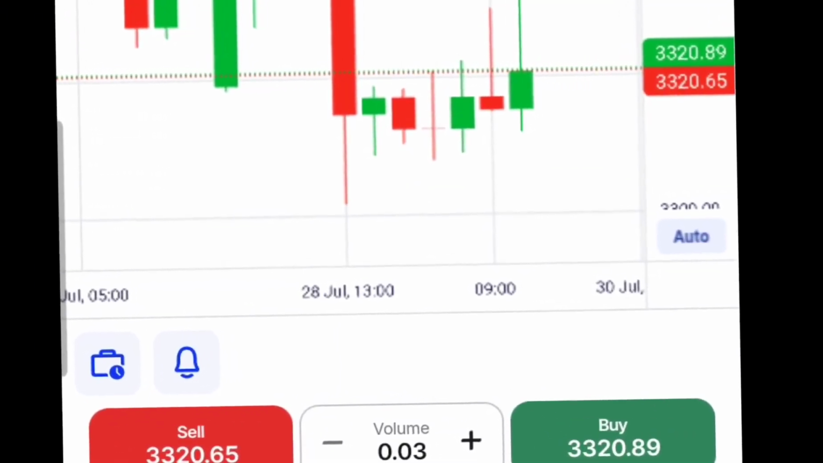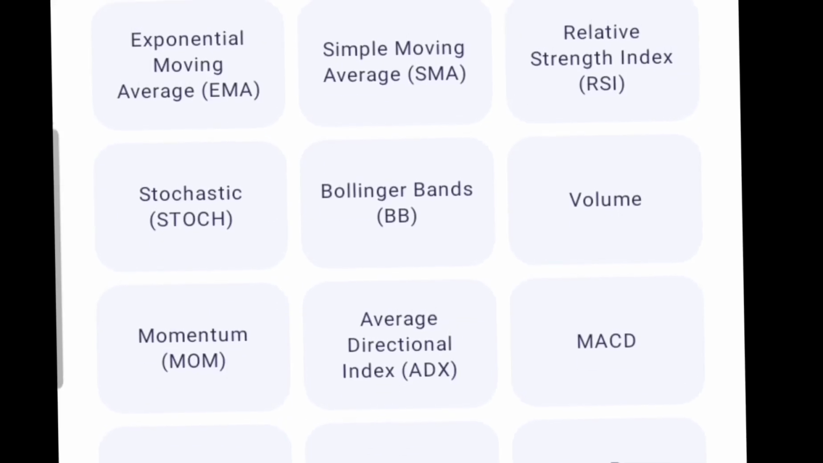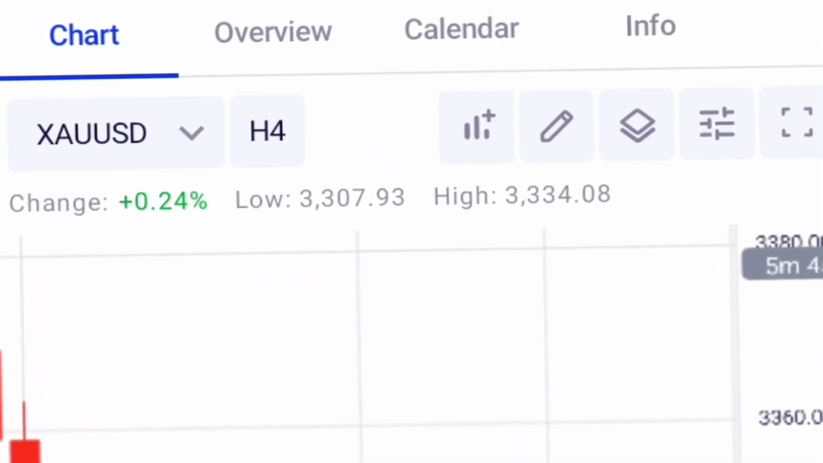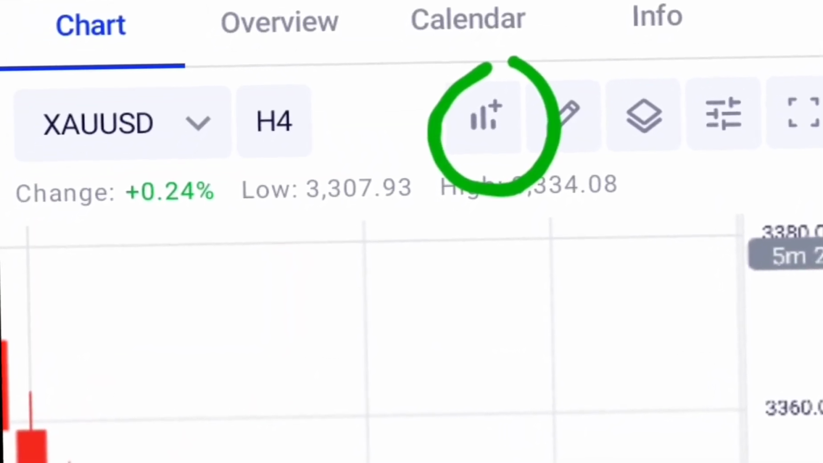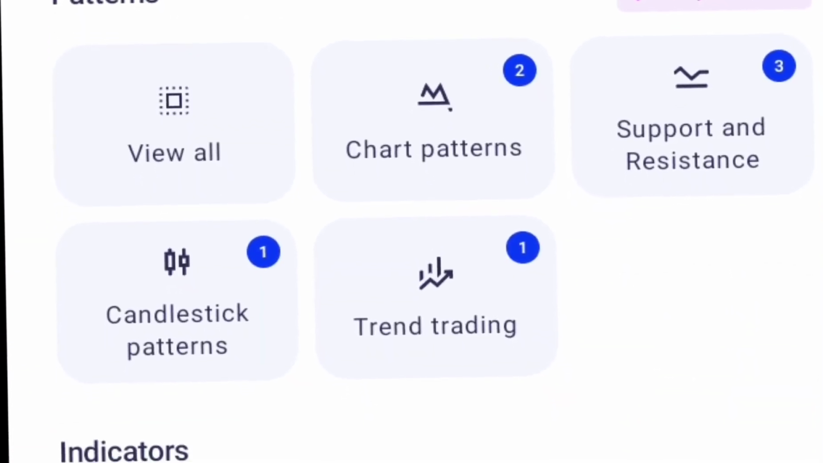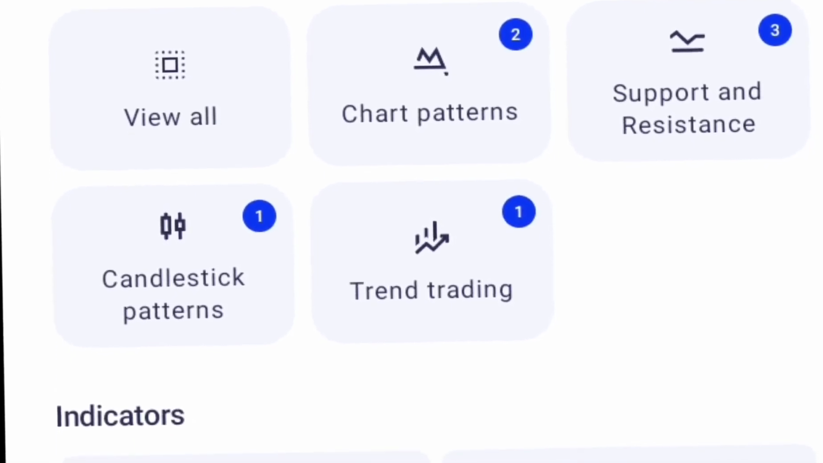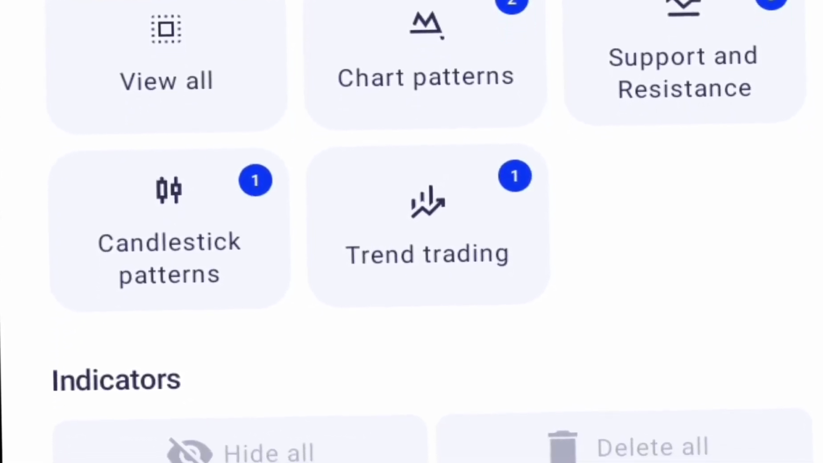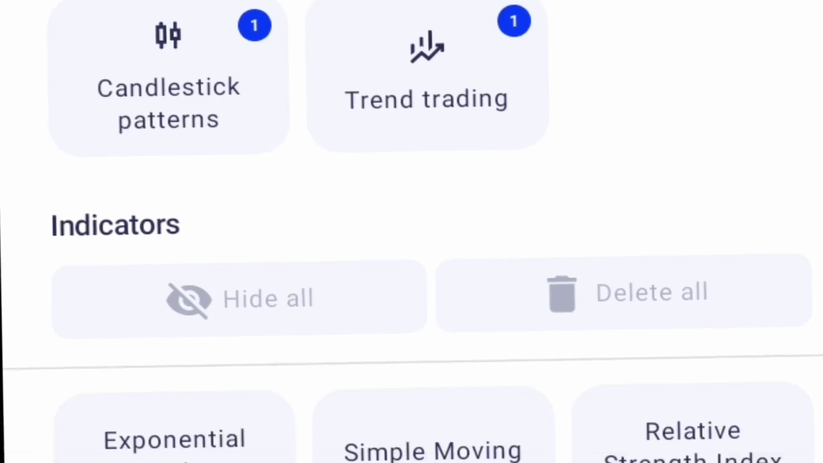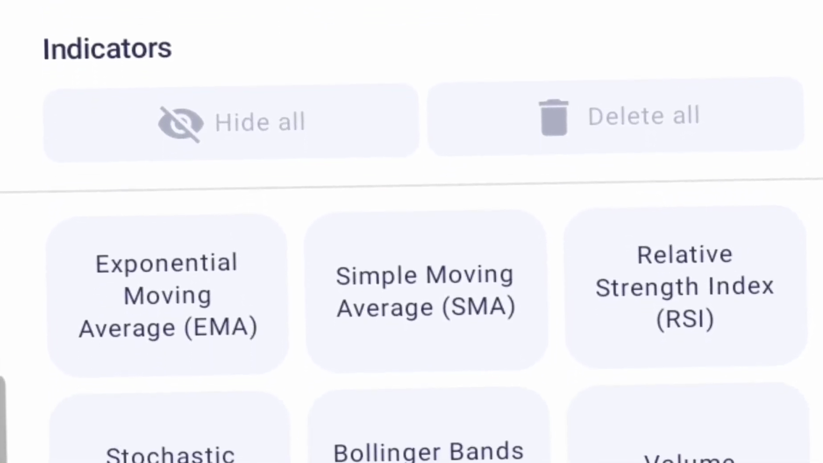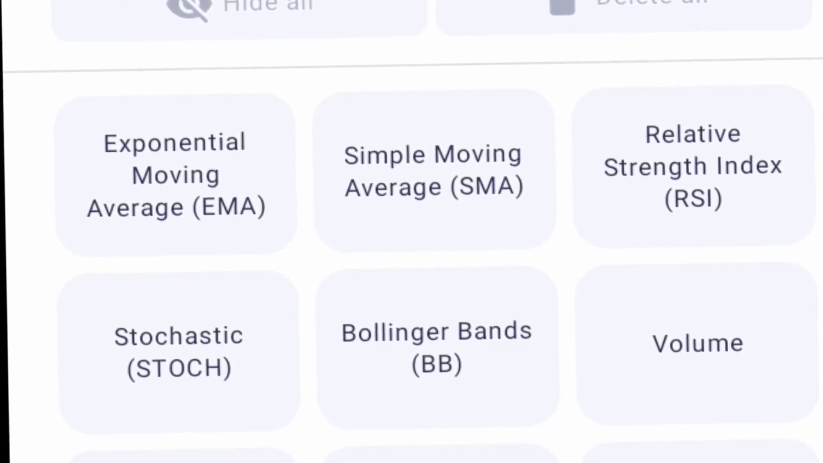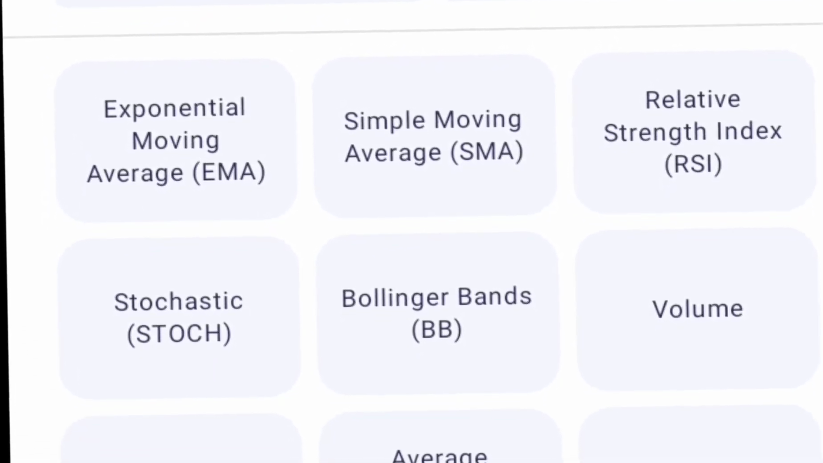You get it from there. Then if you want to have the indicators, where do we have the indicators from? So let me show you. I think I click it first. This is the place. The indicators are hiding in that place. If you touch there, the indicators are going to pop up. So which indicator do you want to use? Candlestick, chart pattern, support and resistance, trend line? Which pattern do you want to use? Do you want to use exponential moving average, the simple moving average, the relative strength index?